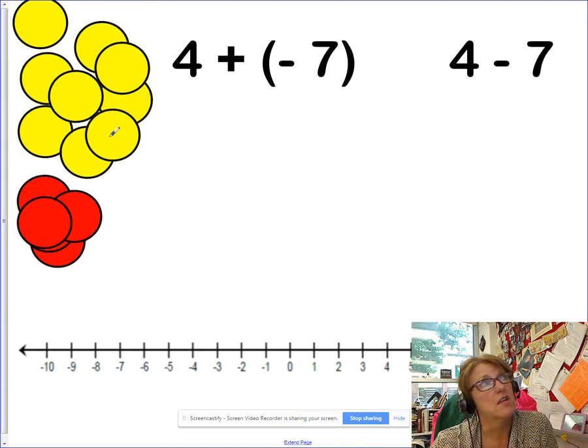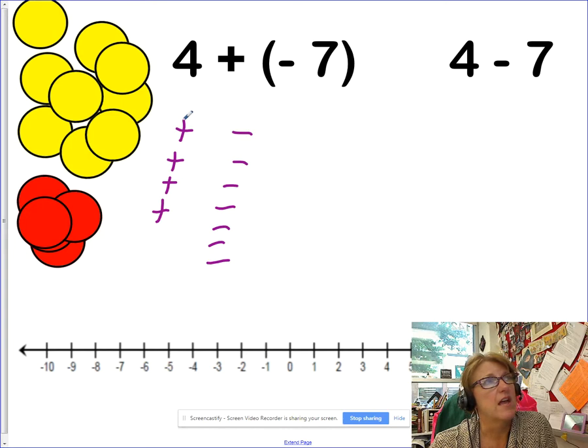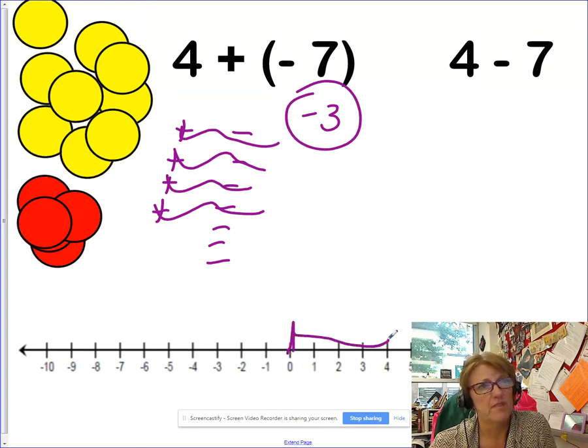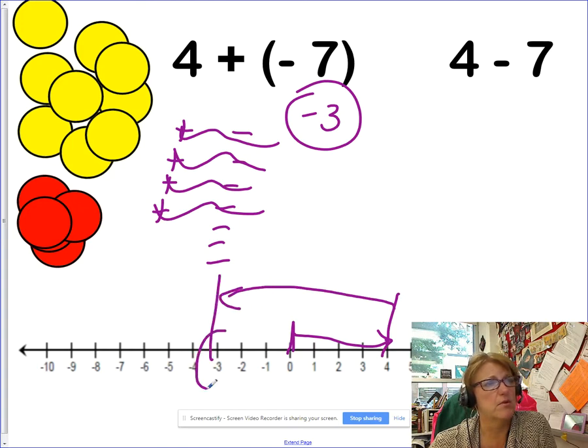Now, if you're a counter kind of person, you would say, all right, here's 4 positives, and then I need to add 7 negatives on there. So then you had 1, 2, 3, 4, 5, 6, 7. And then you make your 0 pairs, boom, boom, boom, boom, and you end up with -3. Or if you're a number line person, you went over to 4, and then you had to come backwards 3, and boom, there you are.